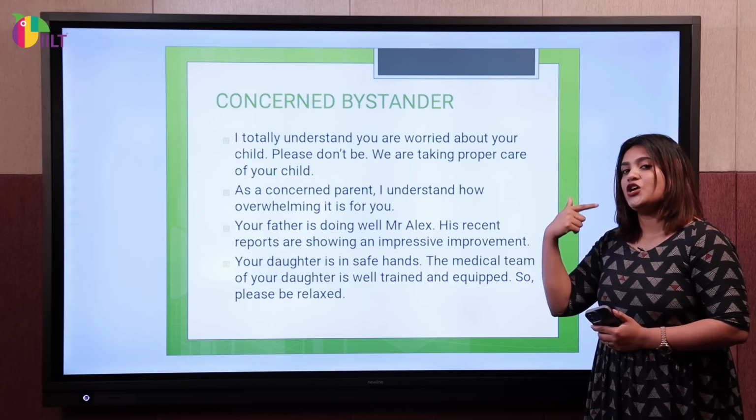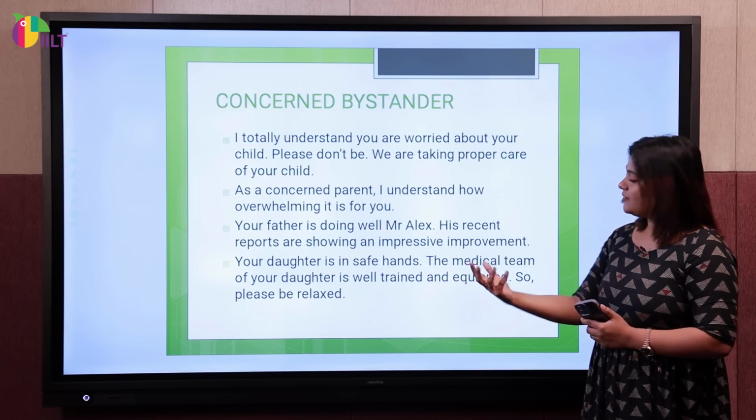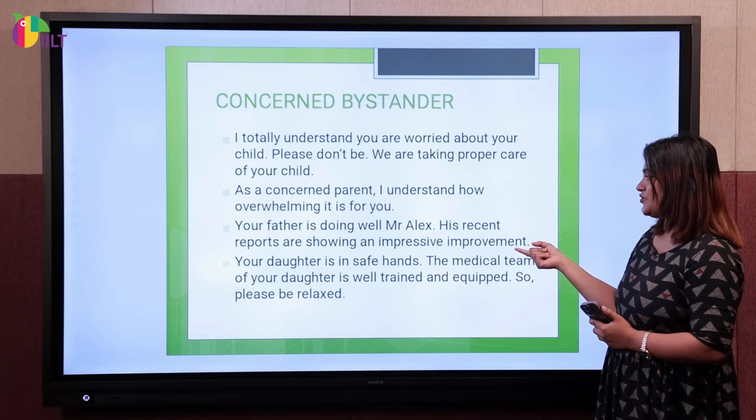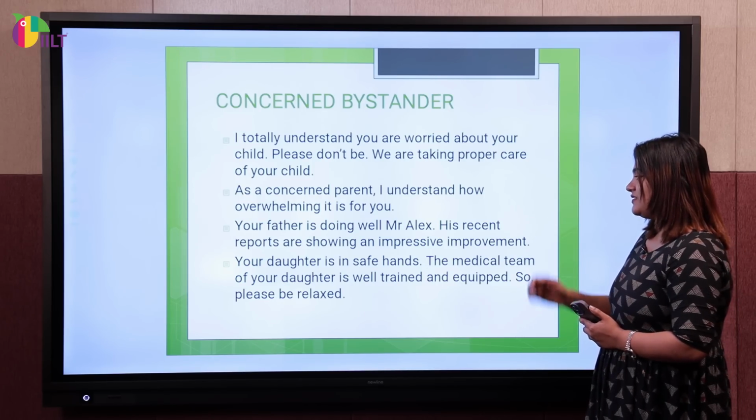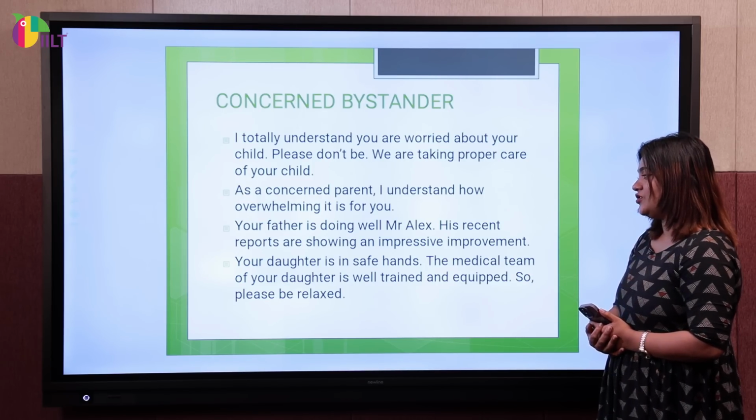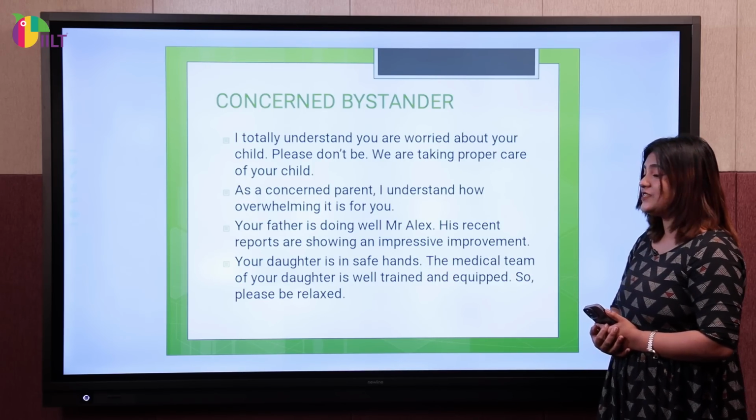So we are actually showing a positive impact there. So this is a beautiful statement that you can use, showing an impressive improvement. Next one, your daughter is in safe hands. The medical team of your daughter is well trained and equipped, so please be relaxed.